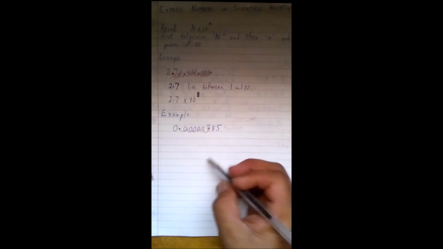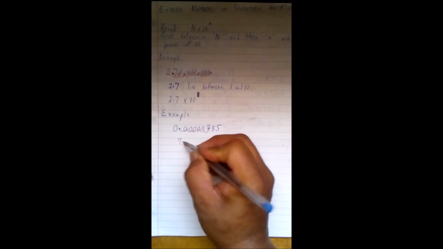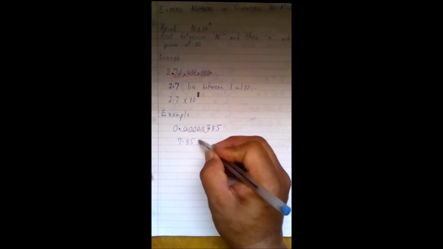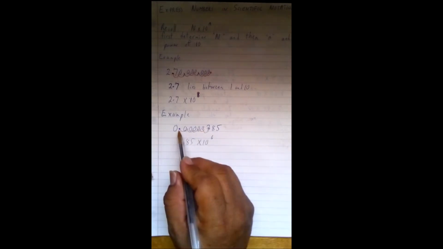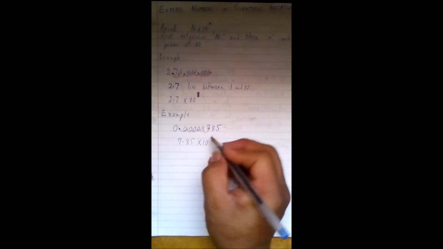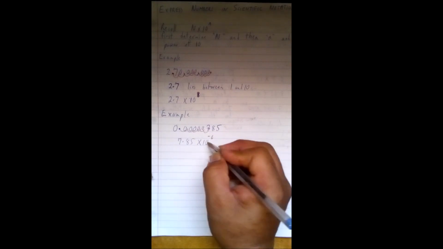So our solution here will be 7.85 times 10. How many places did it move? 6 places. But because you move your decimal point towards your right hand side, this now becomes -6, right? 6 places to the right gives you a negative power.